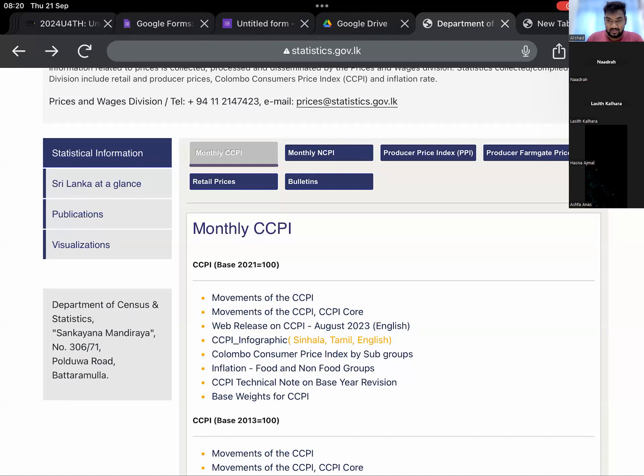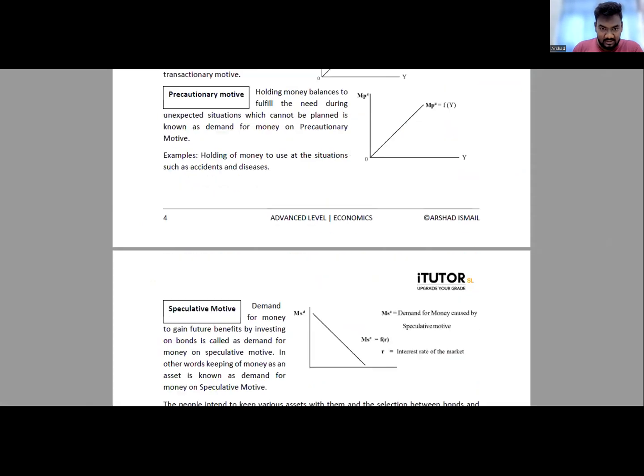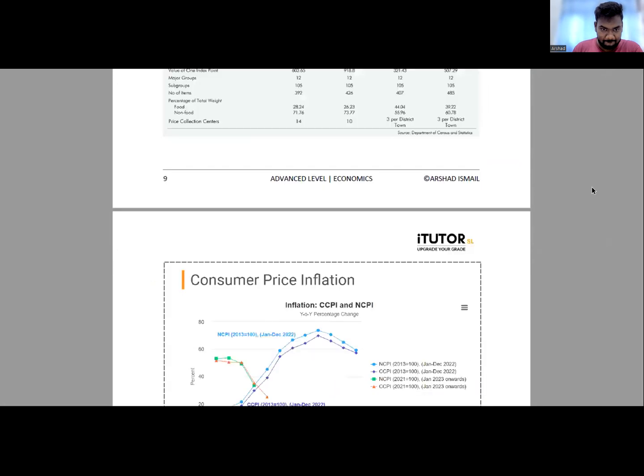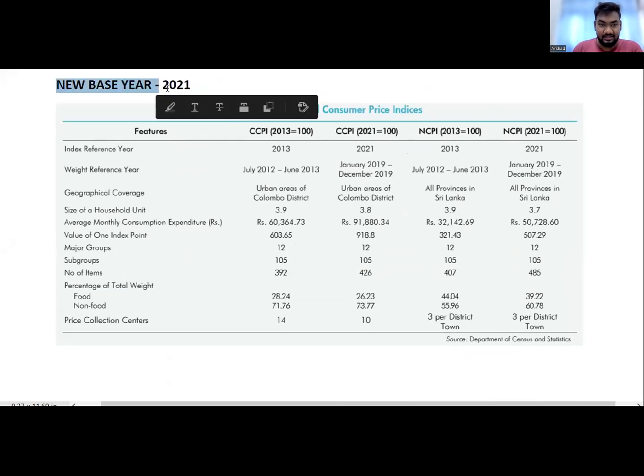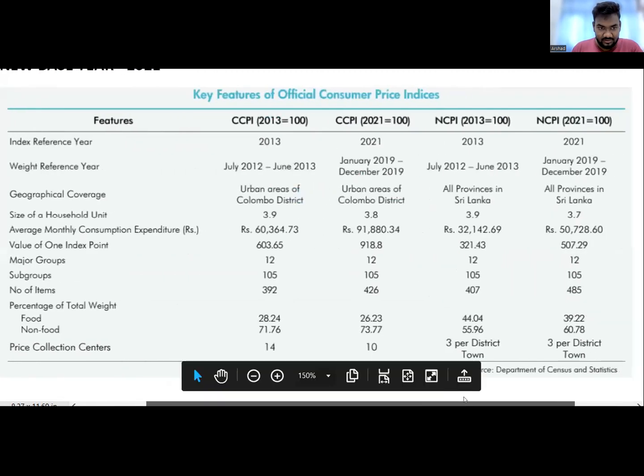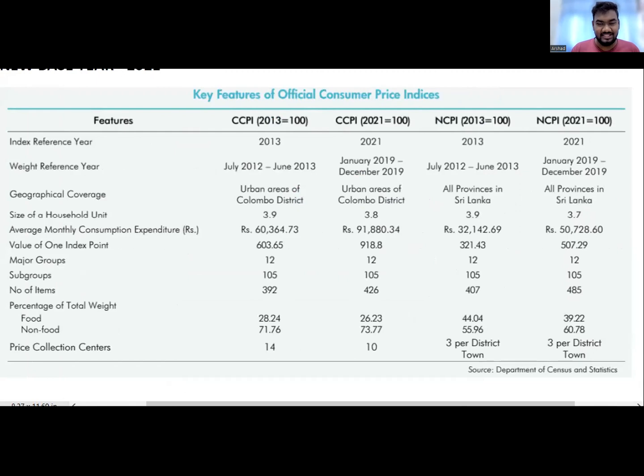Fast track 2023 part 3 unit number. This is your fast track book. Okay, this one, yes. You can take a screenshot of this. This is from the Central Bank report. The new base year 2021. These are the key features compared with the 2013 CCPI and NCPI. I can try to zoom in a little bit more. Can someone send a screenshot on the group also? Then the ones who missed it will also know.